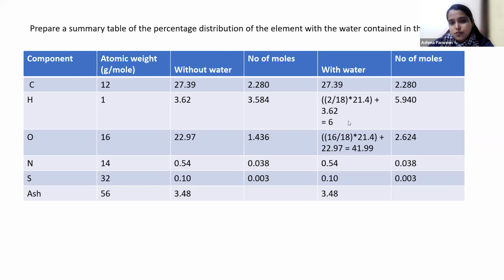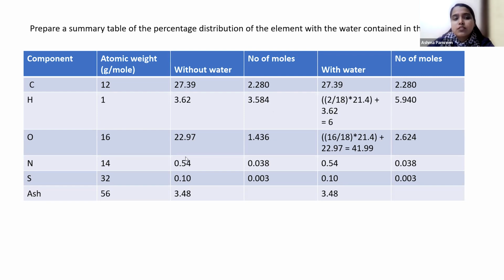Now we will do the calculation for with water. We know that we have 21.4 grams of water, and the molecular mass of water H2O is 18. Out of that 18 grams, we have 2 hydrogen atoms, so we have 2 grams of hydrogen. So we will find how many grams of hydrogen are in 21.4 grams of water by solving 2 by 18 into 21.4. This much is the amount of hydrogen in moisture plus 3.62 grams of hydrogen is present in the dry weight of the waste.